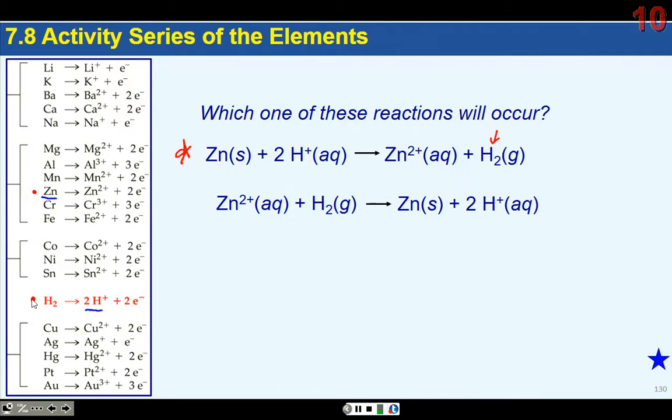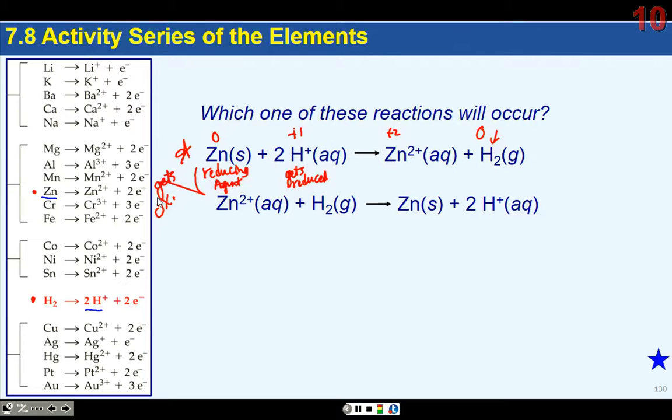So the zinc goes from a 0 oxidation state to +2. The hydrogen goes from +1 to 0. And so the hydrogen is getting reduced because zinc is a better reducing agent. So zinc is the reducing agent because it's getting oxidized.